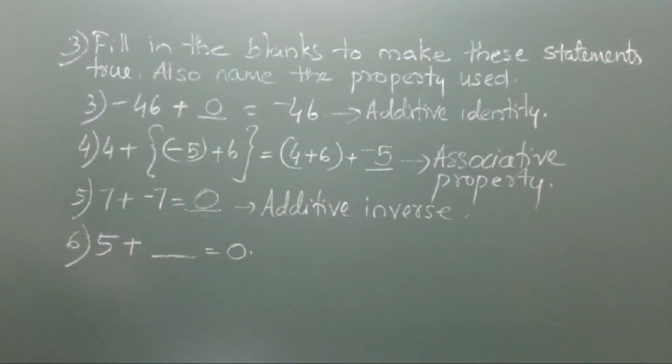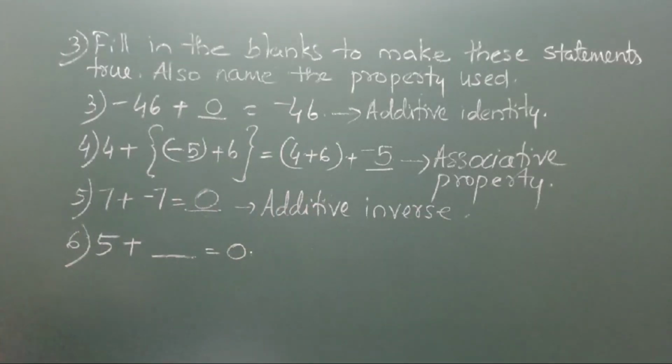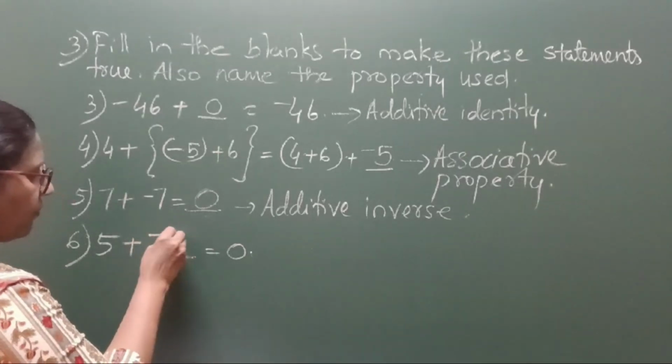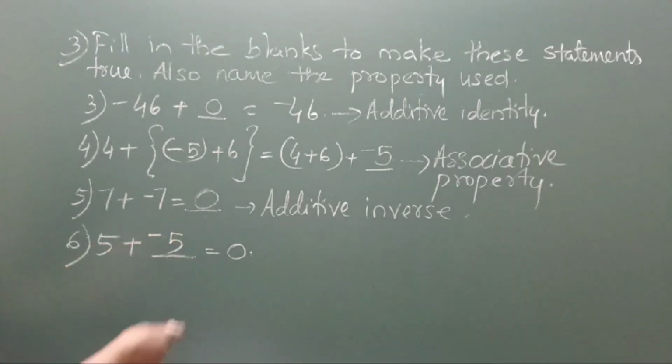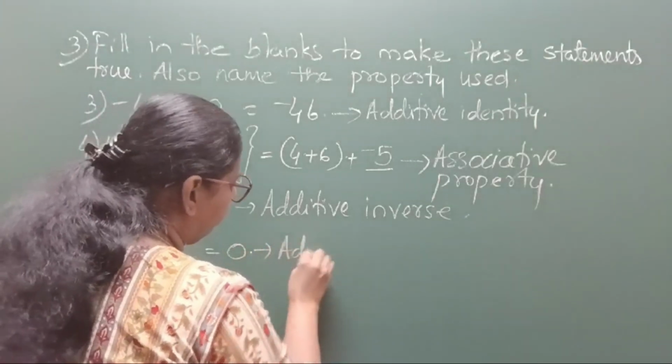Very easy this, huh? Then next is 5 plus dash is equal to 0. This is also additive inverse. Here 5 plus minus 5 is equal to 0. So this is again additive inverse.